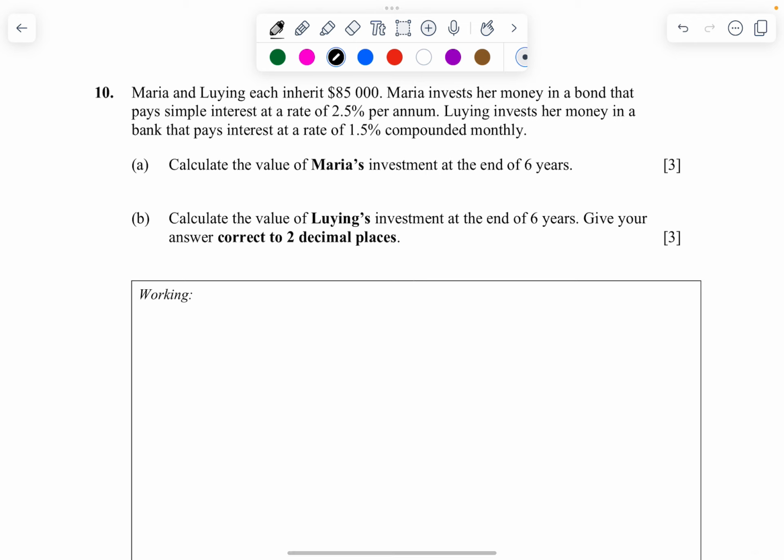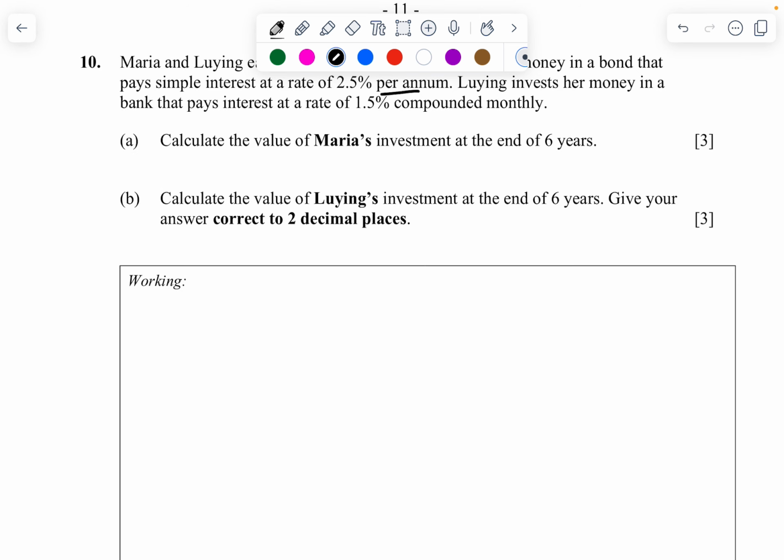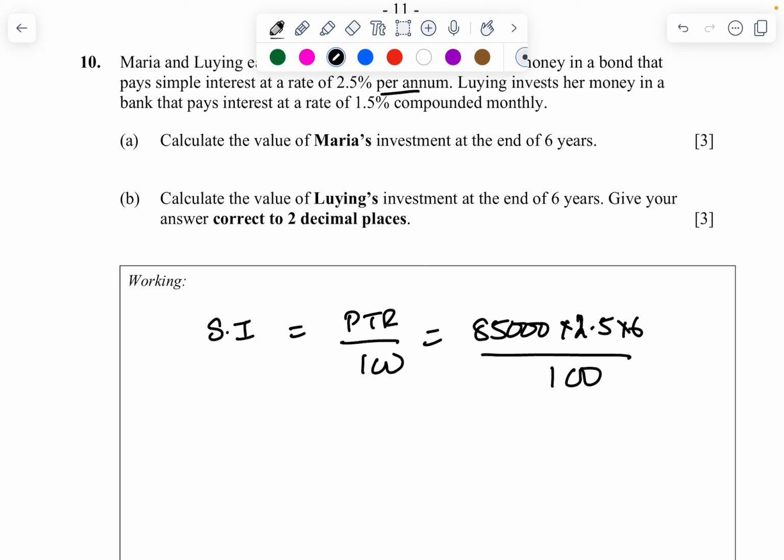Maria and Louis inherit 85,000. Maria invests her money at simple interest at 2.5% per annum. As it is simple interest, the formula is PTR upon 100. So it is 85,000 times 2.5 times 6 upon 100, which is going to be $12,750.